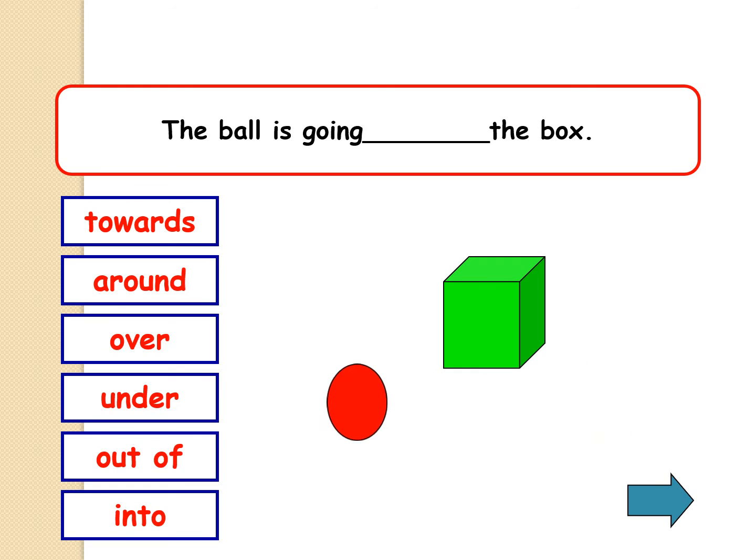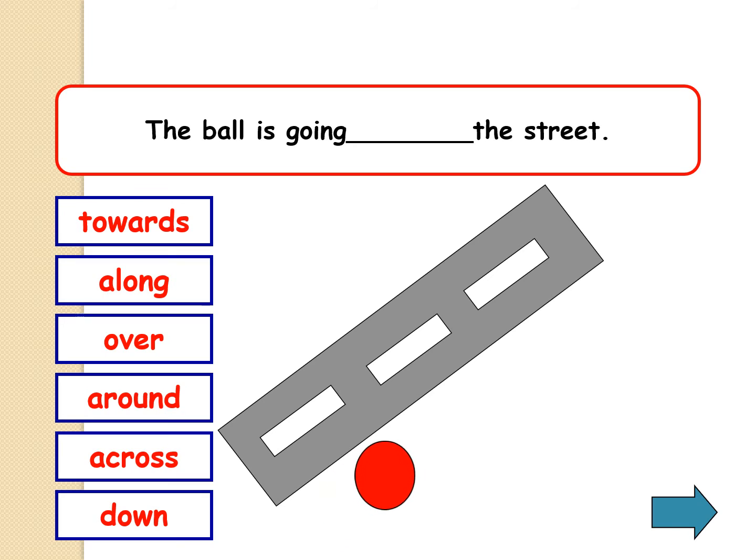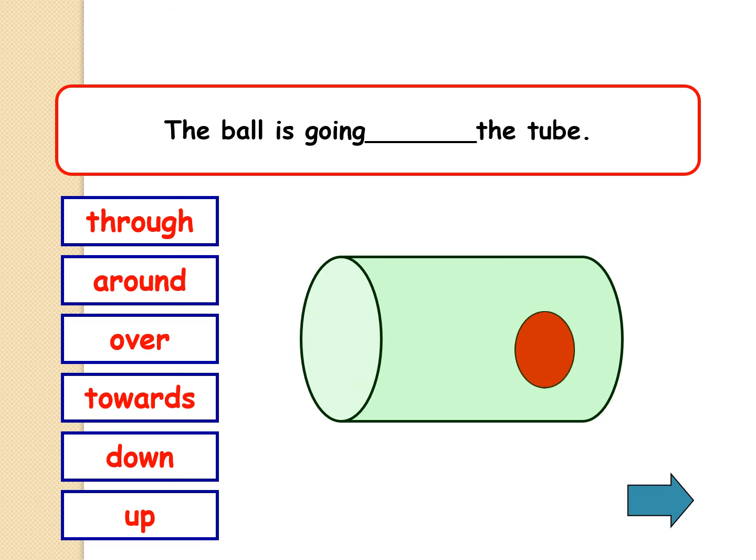How is the ball moving here? The ball is going under the box. Where is this ball going? The ball is going along the street. Can you tell where is this ball going? The ball is going through the tube.